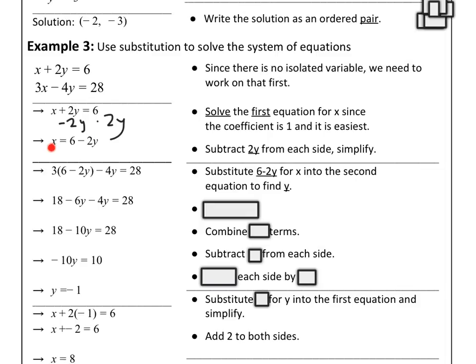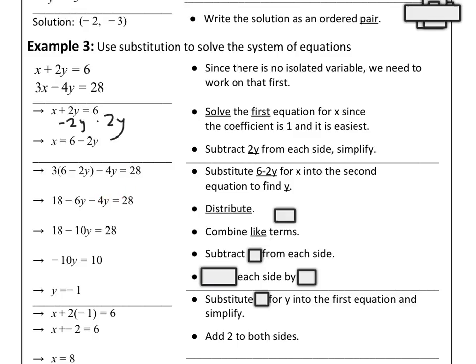So now we know what x equals. Let's plug that into our second equation for x right there. So instead of 3x, we get 3 times the quantity 6 minus 2y. Then we have the minus 4y equals 28. Now we just want to solve like normal. Let's distribute, since we have those parentheses there. 3 times 6 is 18, minus 3 times 2y is 6y. Distributing that out, multiplying. Then we have minus 4y equals 28.